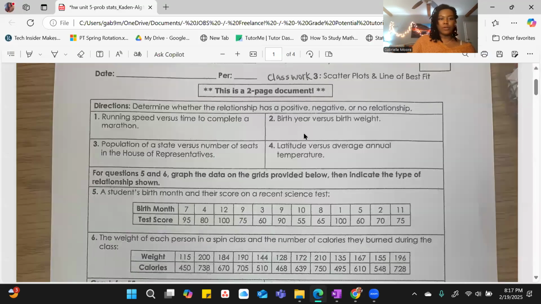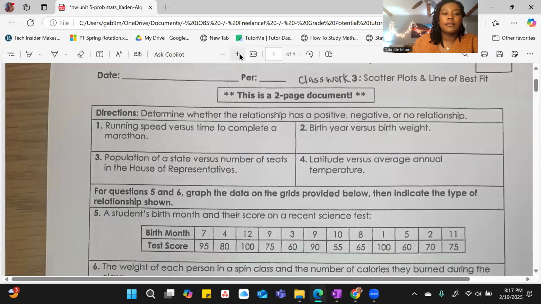I want to go over really quick and remind ourselves of what we've already done before in practice in our live session, which is numbers 1 through 4. We were given the directions here to determine what type of relationship it is. Is it positive, negative, or is there no relationship?